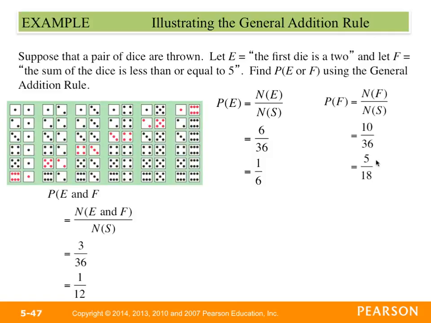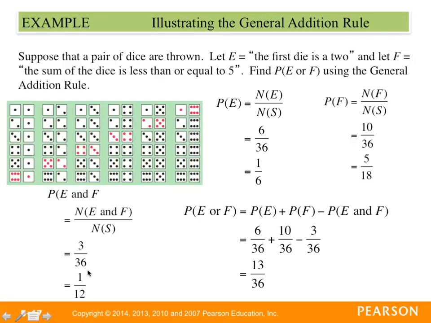If you want the probability of E and F, we take everything that's in the overlap, and there are going to be 3 of those, and we divide by 36, and we get 1 out of 12. But if we want the probability of E or F, what we do is we take our 6 out of 36, our 10 out of 36, we add those two things together, and then we subtract that overlap, that 3 out of 36, so that we don't double count. And if we do that, we get 13 out of 36.